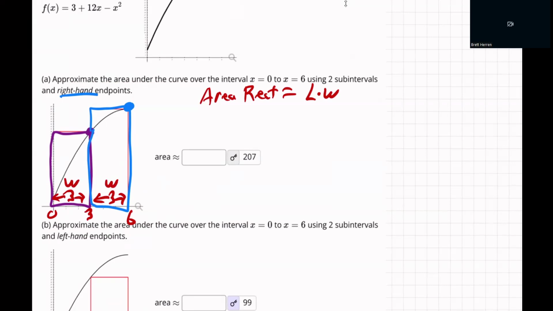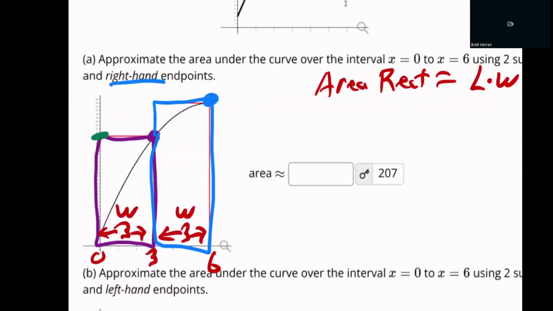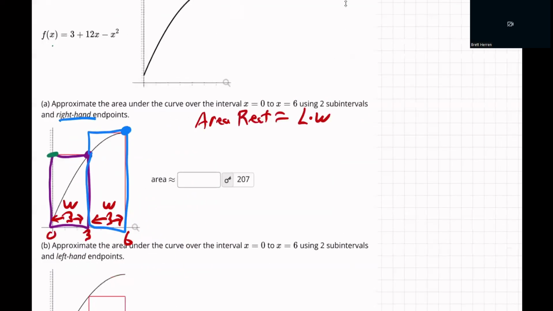What's the length or the height, whatever you want to call it? How do you know how high up this rectangle goes? You can try to guess on the diagram, but it's hard to see. A better way is just to use the function, because remember, function values are y values. So y is 3 plus 12x minus x squared. It hits right here on 3, so you plug in x equals 3 to that equation, and you'll get this height.